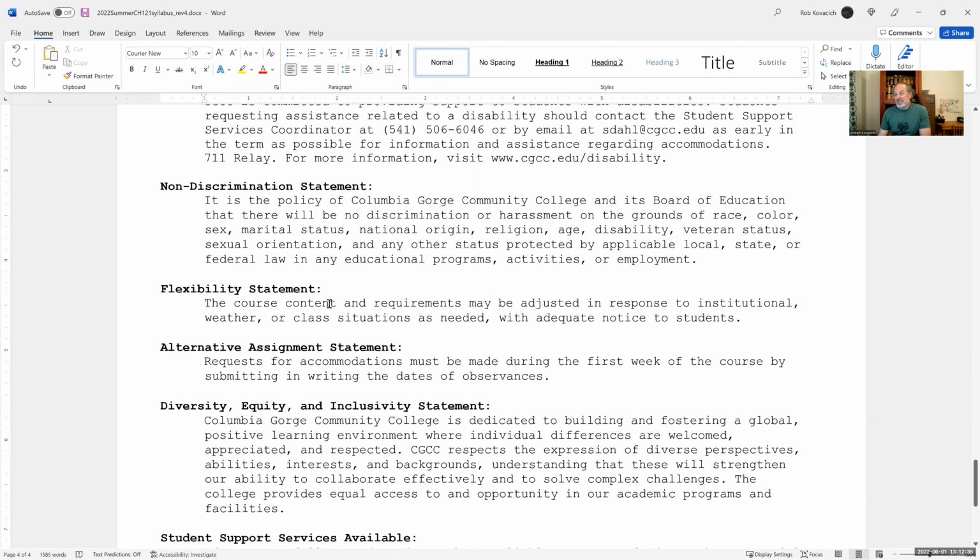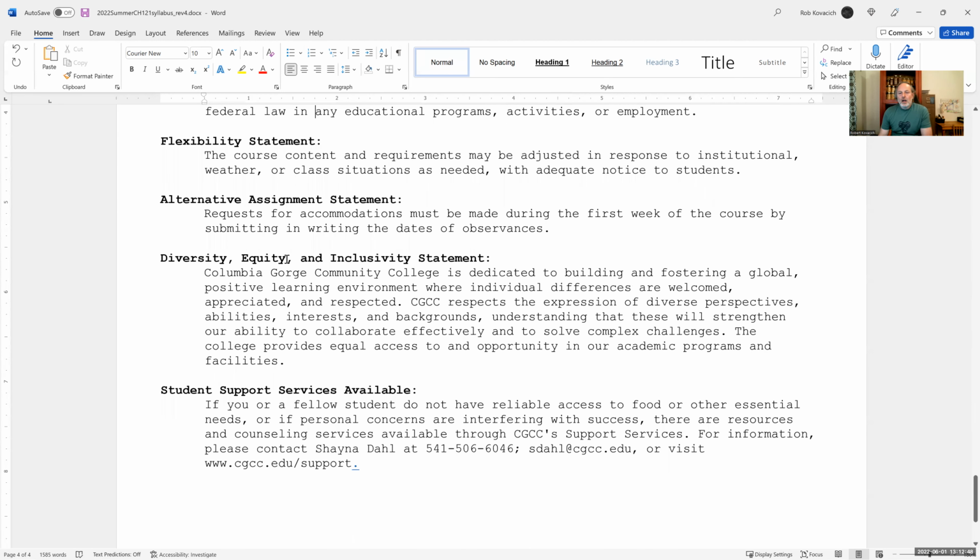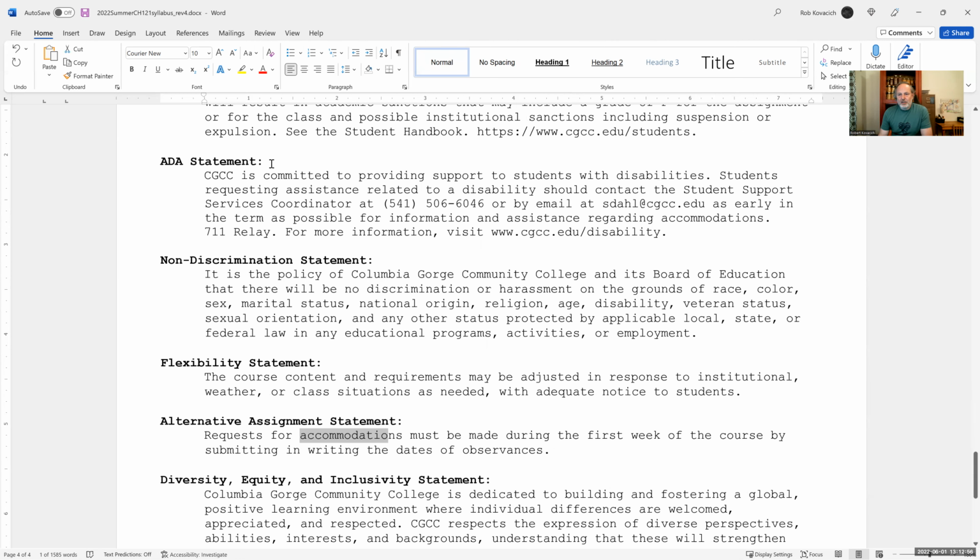The flexibility statement is if anything weird happens, like there's weather, but this is an online class, so it's probably not really going to happen. Plus, it's over the summer. This is more like an if-it-snows-during-winter-term kind of statement. Alternate assignments. This can happen if there's a request for accommodation, and that's again having to do with the ADA.